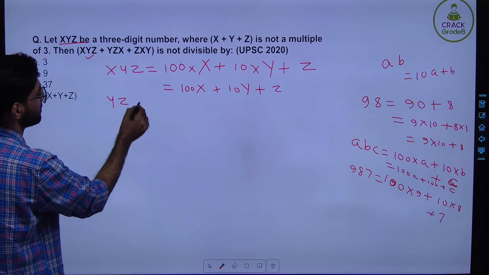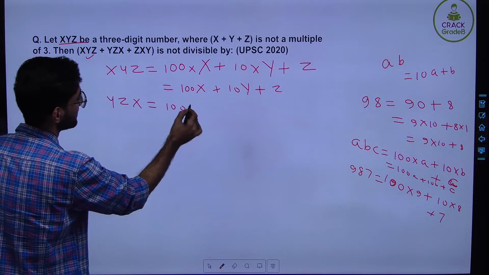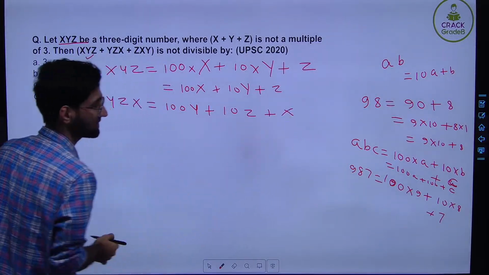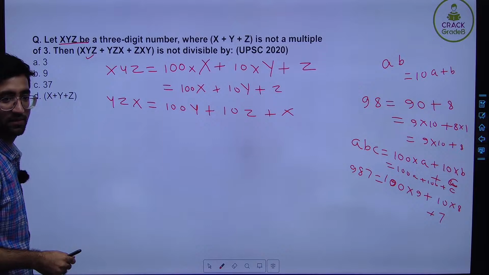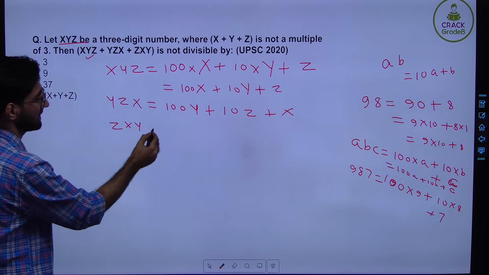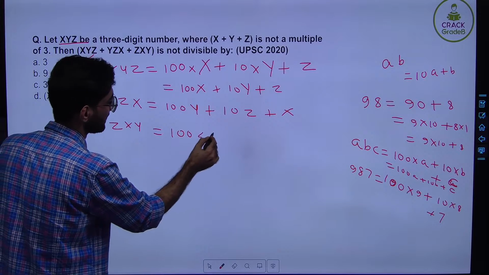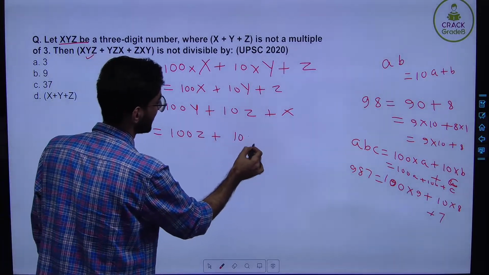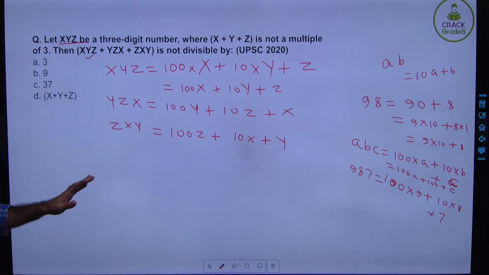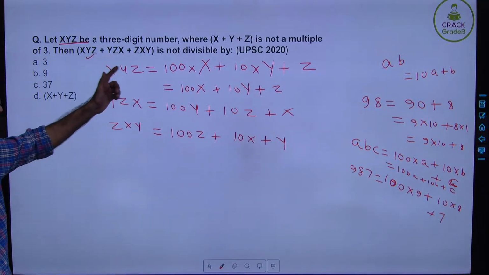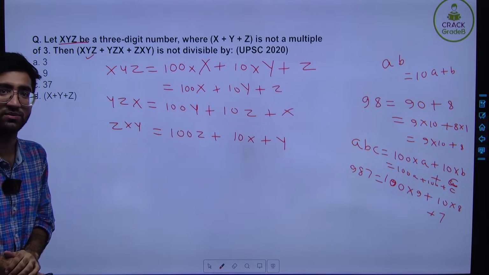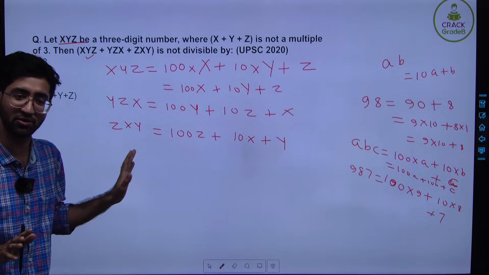So let us write YZX. Can we call it 100Y plus 10Z plus X? Right? Then let us focus on ZXY. Can we call it 100Z plus 10X plus Y? Any doubt? We can write XYZ in this way, YZX in this way, ZXY in this way. Hopefully all of you are able to understand.